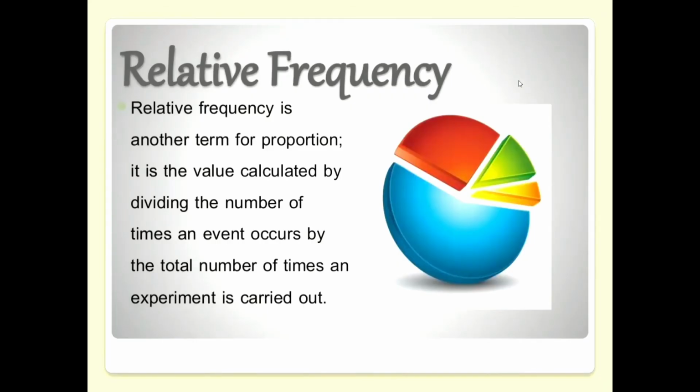Relative frequency. What is relative frequency? Relative frequency is another term for proportion. It is the value calculated by dividing the number of times an event occurs by the total number of times an experiment is carried out. It is the relative frequency.